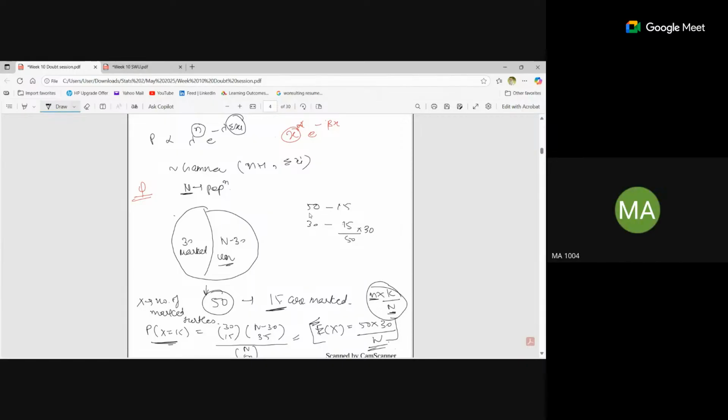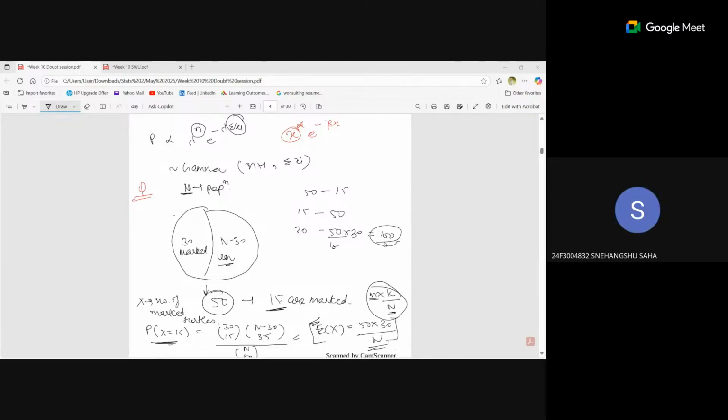This is the point, right? From the 50 samples, I'm getting 15 as marked. So if I'm getting 30, this will be 50 by 15 into 30, right? This will be 100. Okay, this is like class 7 or 8 maths, the unitary method.